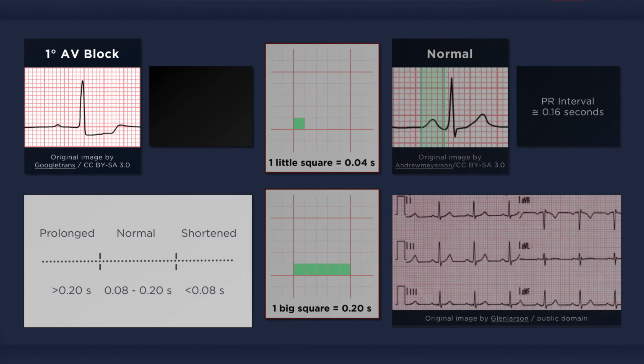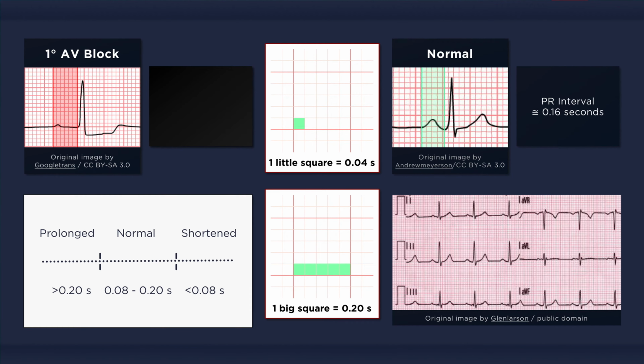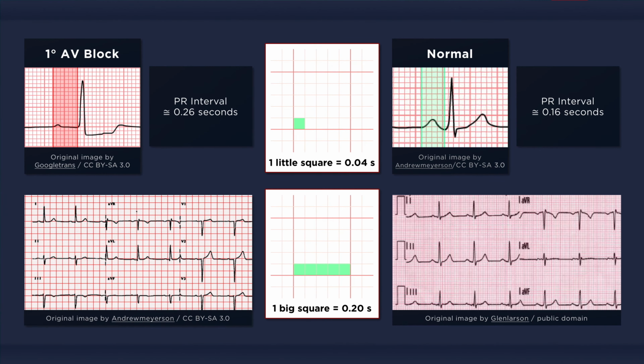First degree atrioventricular block is identified on the ECG by a prolonged PR interval. We can see that approximately 6.5 little squares fit within the PR interval. This equates to 0.26 seconds, which is prolonged. Now in this ECG on the bottom left, the prolongation is less clearly evident. But on close inspection, we can see that the PR interval is indeed longer than one large box, thus it is greater than 0.2 seconds in duration.